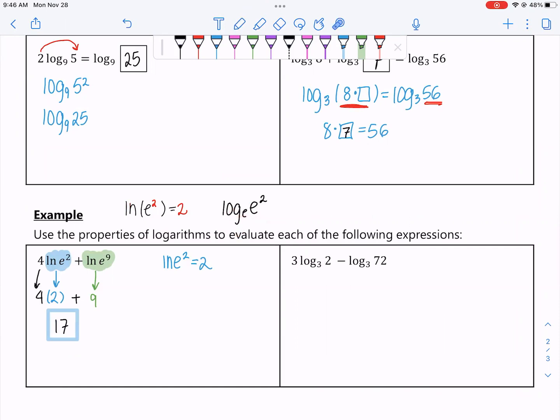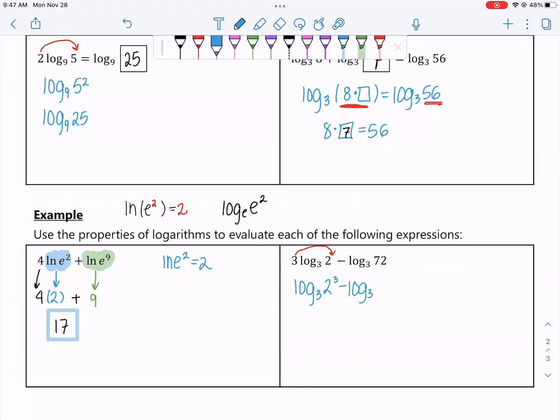ln is log base e. Now, that doesn't work when we have something like log base 3 of 2, because these guys are not the same base. 3 and 2 are not the same number. So if we wanted to evaluate something like this, I would start thinking about, well, I know to get something out front, I have to bring an exponent down. So I can go that reverse direction and take something in front and bring it up. I get log base 3 of 2 cubed minus log base 3 of 72.